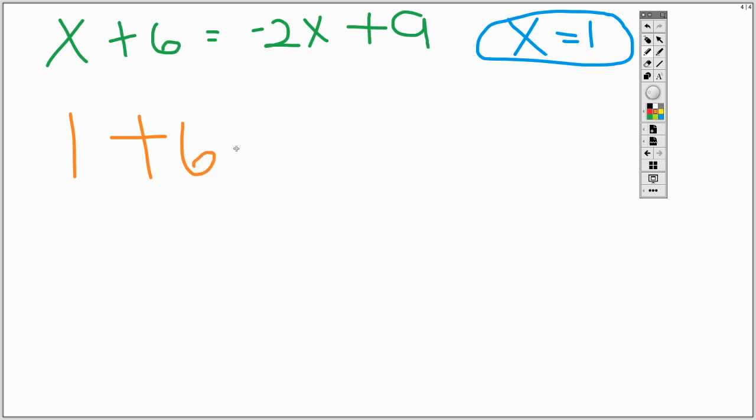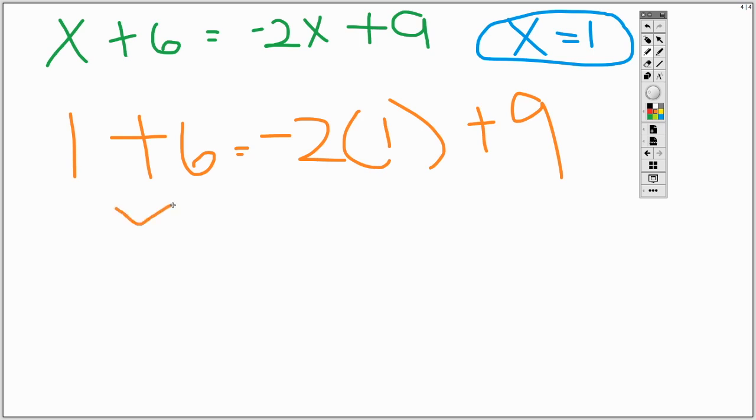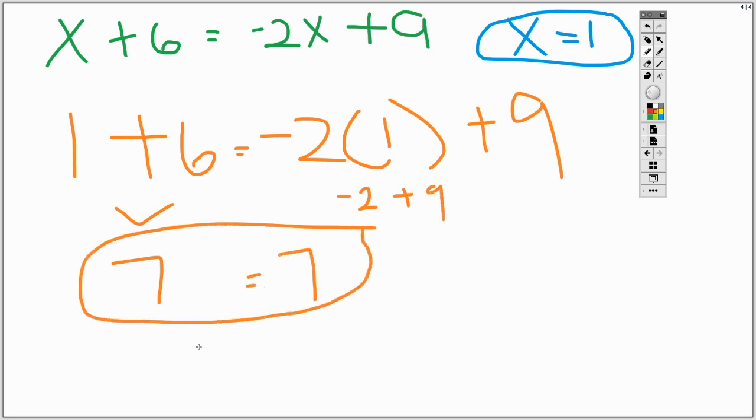plus 6 equals negative 2 times 1 plus 9. So we get 7, and this is just negative 2 plus 9, which also equals 7. So we know our answer is correct. So that's how you solve equations with 2 x variables.